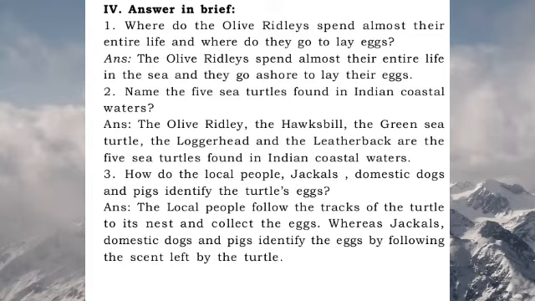Number 2. Name the 5 sea turtles found in Indian coastal waters. Answer: the olive ridley, the hawksbill, the green sea turtle, the loggerhead, and the leatherback are the 5 sea turtles found in Indian coastal waters.